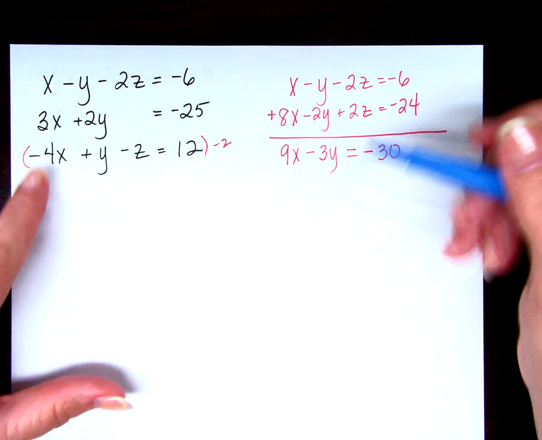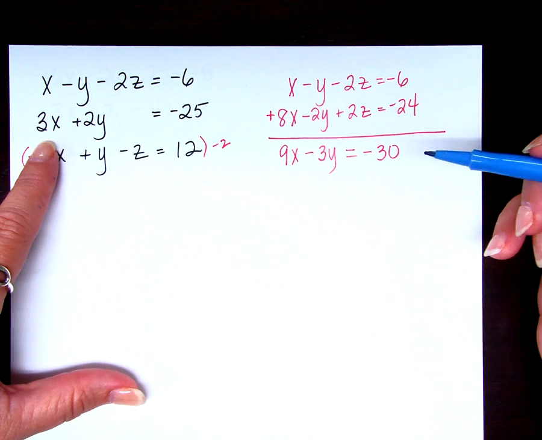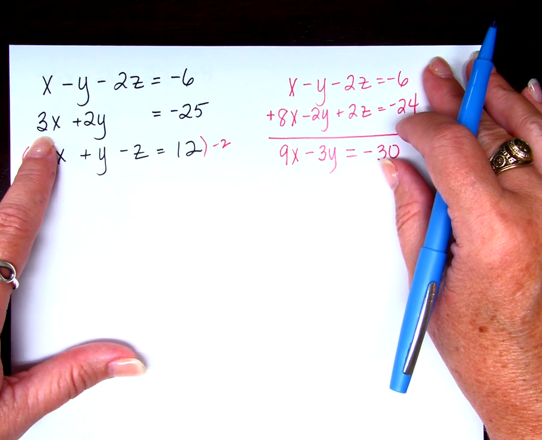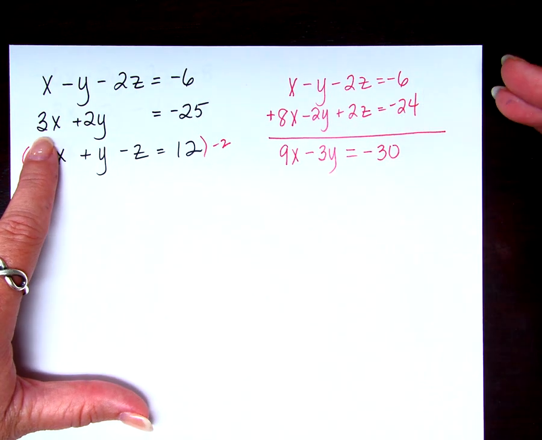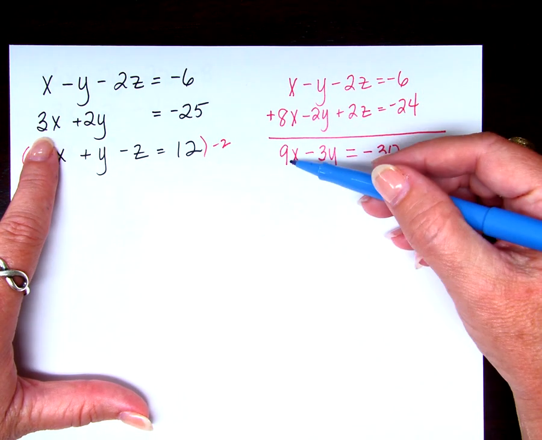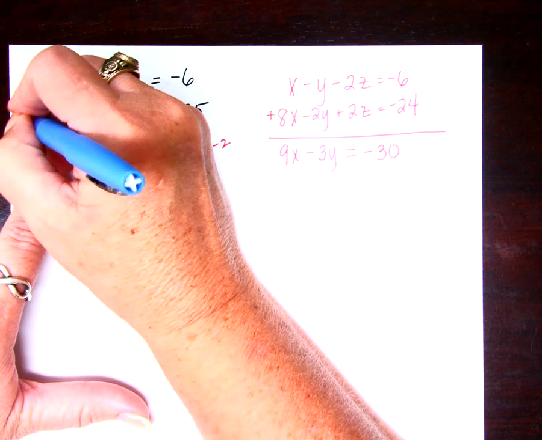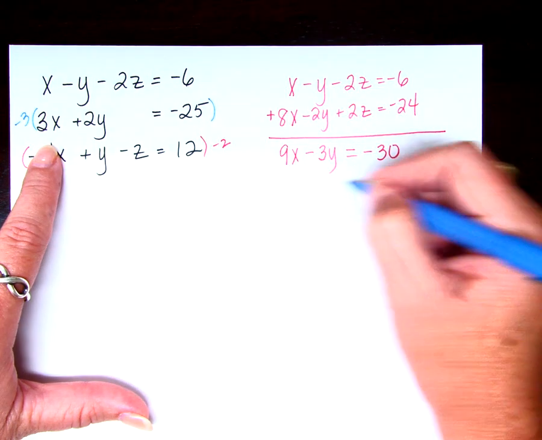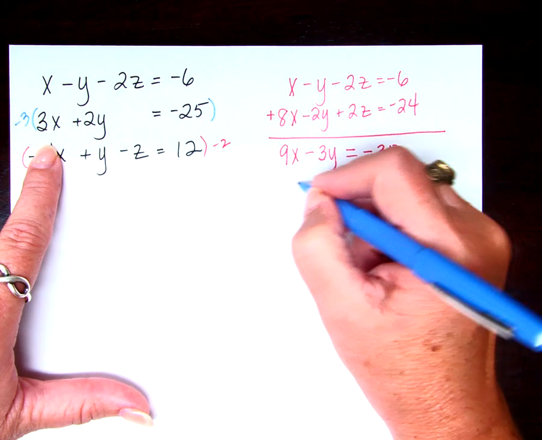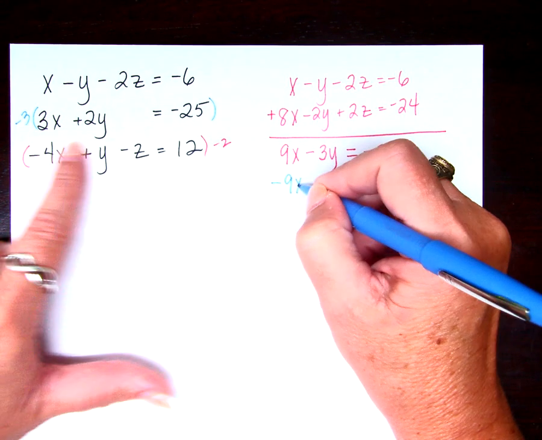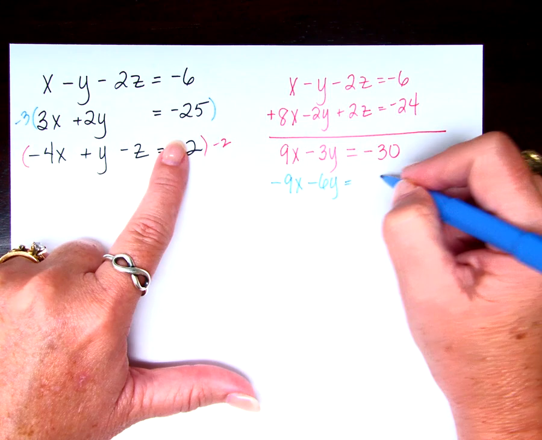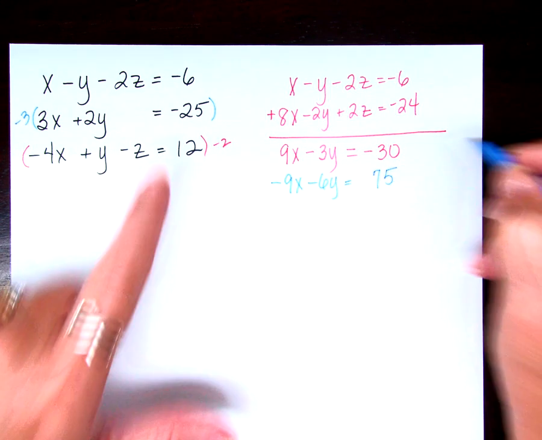Okay, if I'm trying to eliminate X's, what am I multiplying this one by? -3, right? So I'm going to multiply the whole equation by -3, and I'm going to write it underneath. Are you okay with that? Right. If I write it right over here? So we have -9x minus 6y equals 75.